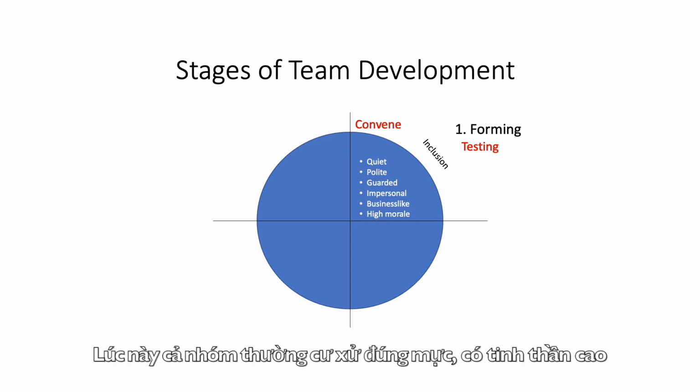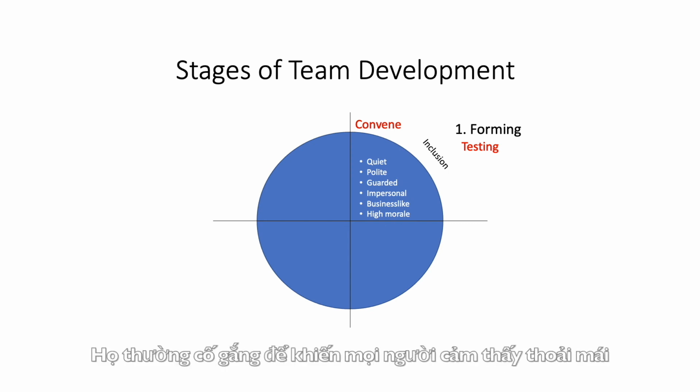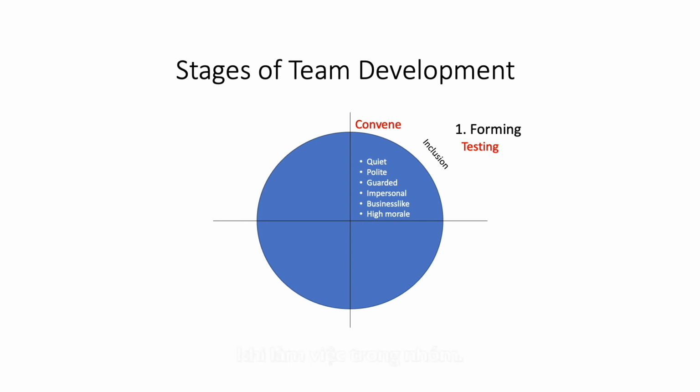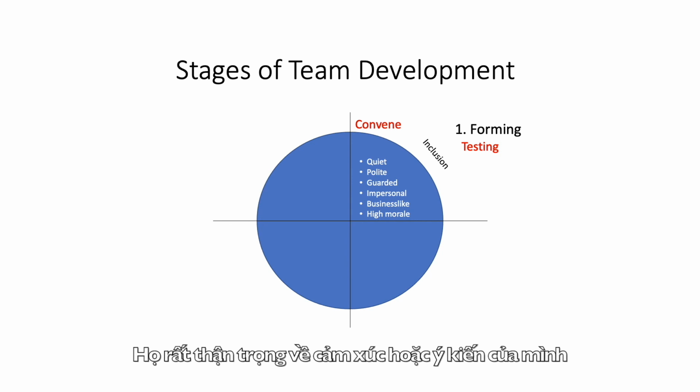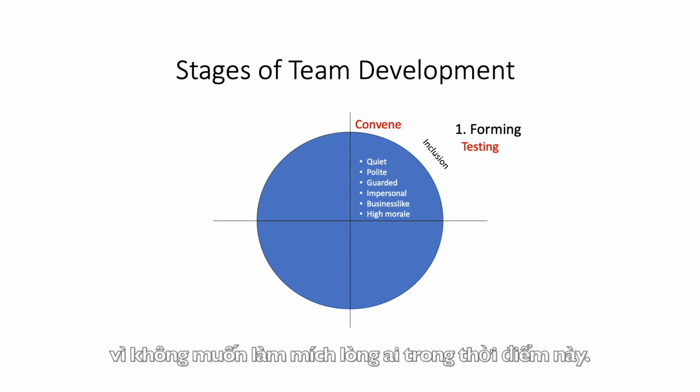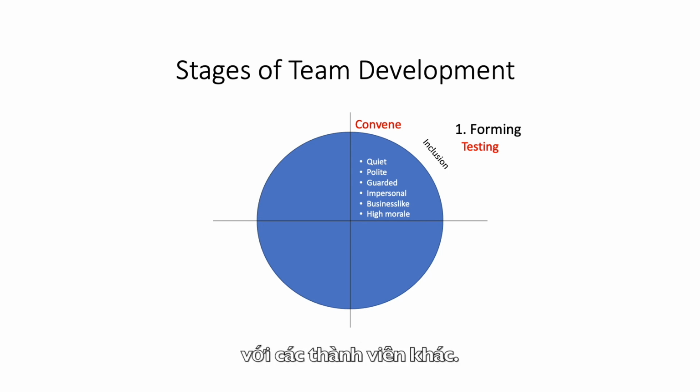And during that time, the team pretty much behaves in a high morale mode, but not very functional. Everyone tends to be more quiet. They tend to be more inclusive, trying to find ways to make everyone feel comfortable with being part of the team. So people typically behave in a polite fashion. They're very guarded about their feelings or their opinions because they aren't interested in offending anyone at this point in time. They're also trying to develop some interpersonal connections and ways to communicate with each other.